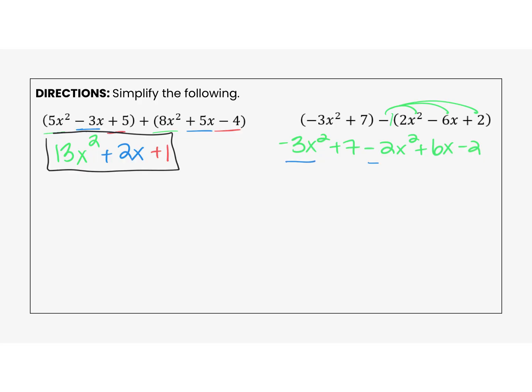So I have a negative 3x squared and a negative 2x squared, which gives me negative 5x squared. I have 6x just by itself. And then I have a plus 7 and a minus 2. So that just gives me a plus 5. So I get negative 5x squared plus 6x plus 5.